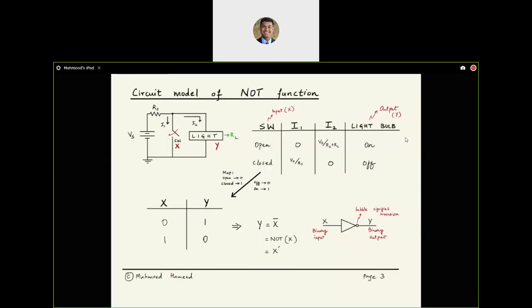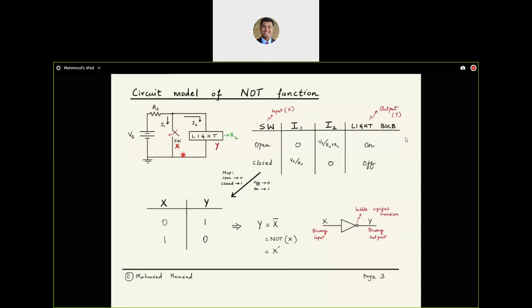Now let's talk about the next logic function, and we are still looking at the circuit model. We still have a voltage source. We have added a series resistance RS here. We still have a switch. We still have the light bulb. However, we have changed the position of this switch. It was earlier where RS is, now it is in parallel with the light bulb.